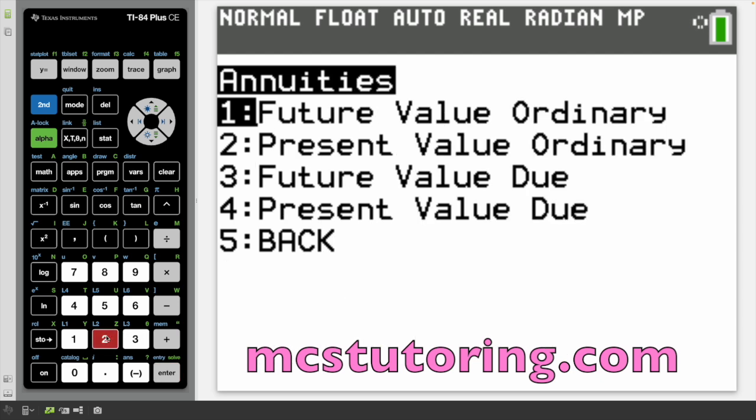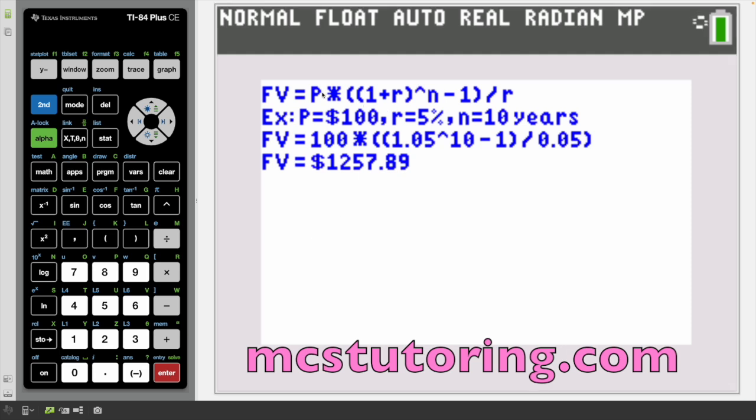Let's go to annuities. There are different things you can calculate: future value ordinary, present value ordinary, future value due, present value due. So let's go on. We have future value ordinary, with the actual equation: future value equals P times (1 plus R raised to the N minus 1) divided by R. Then we have some numbers here. The R is 5%, N is 10 years. And lickety split, you got your answer for your future value.